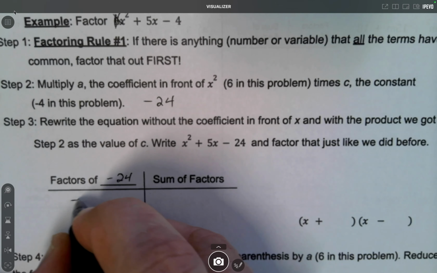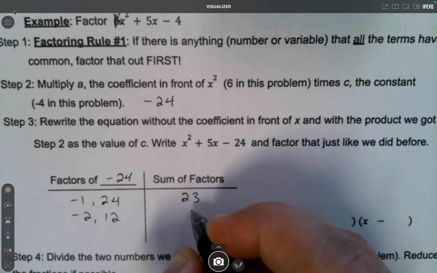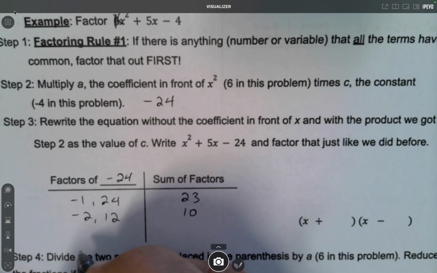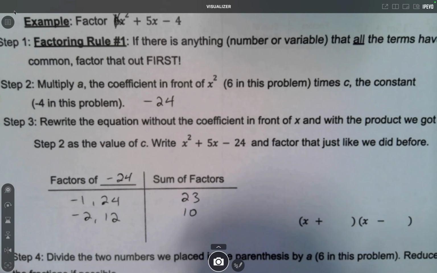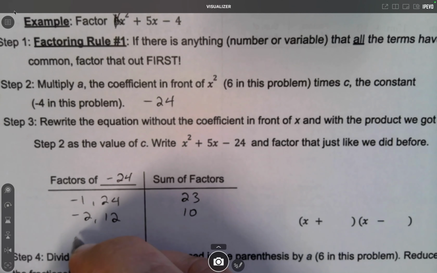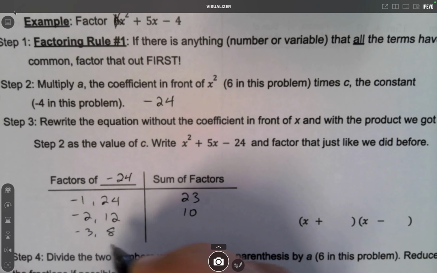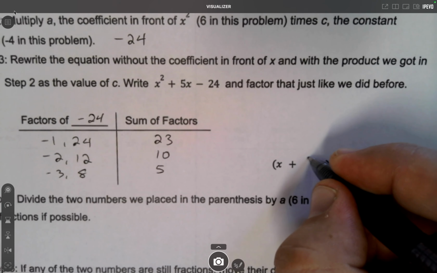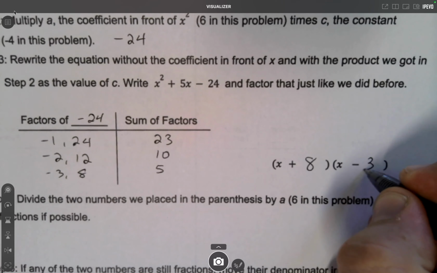So negative 1 and 24 adds up to 23. Negative 2 and 12 adds up to 10. Negative 3 and 8 adds up to 5. And we have what we need. So it would be x plus 8, that's the positive one. X minus 3, that's the negative one.